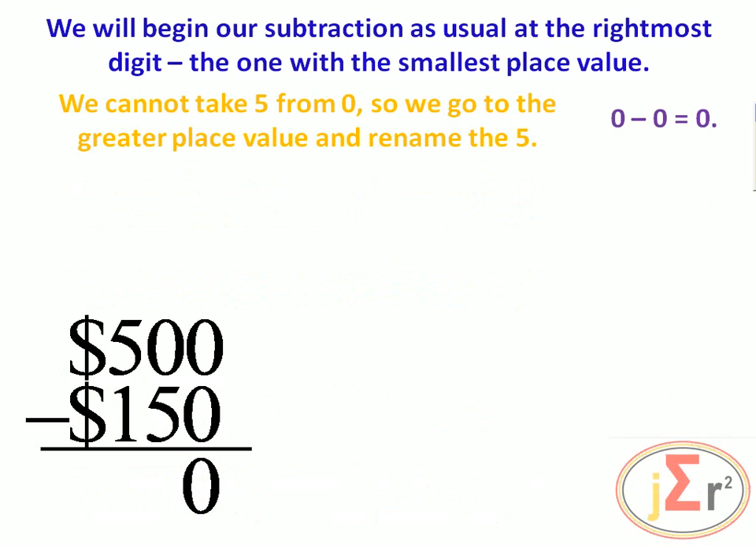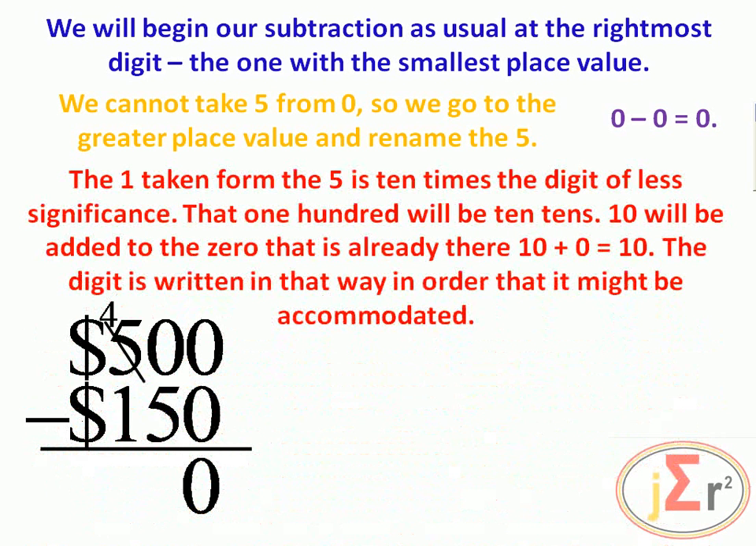We cannot take 5 from 0, so we go to the greater place value and rename the 5. We have done that before. The 1 taken from 5 is 10 times the digit of less significance. The 100 will be 10 tens. 10 will be added to the 0 that is already there, and we get 10 plus 0 is equal to 10. The digit is written in that way in order that it may be accommodated. So we write it in a small fashion so that we can still see that we have a 10 there, but it does not get in the way of the other digits that are there already. So we will say 10 minus 5 is 5, and 4 minus 1 is 3.